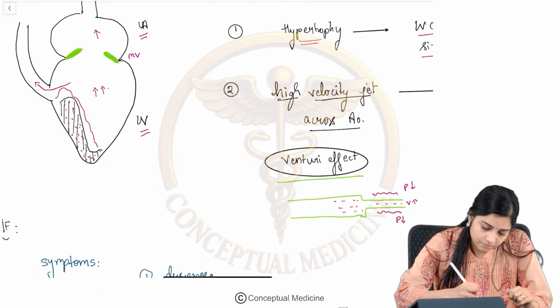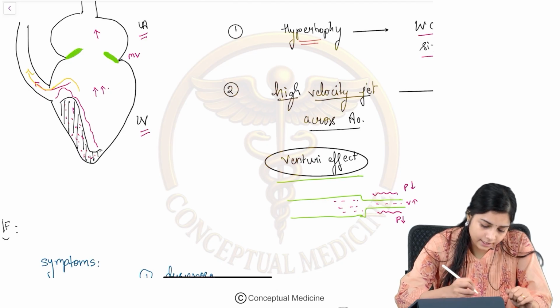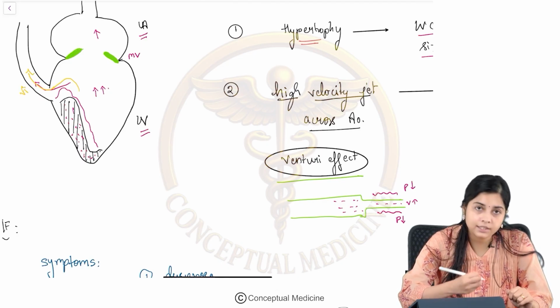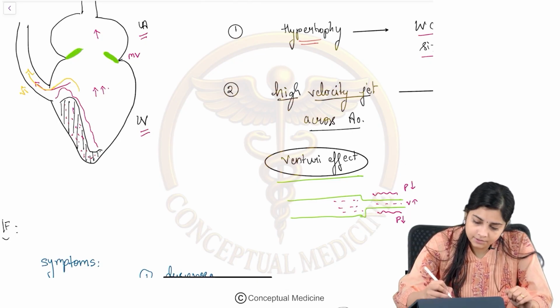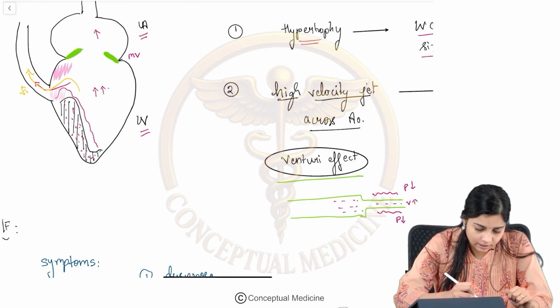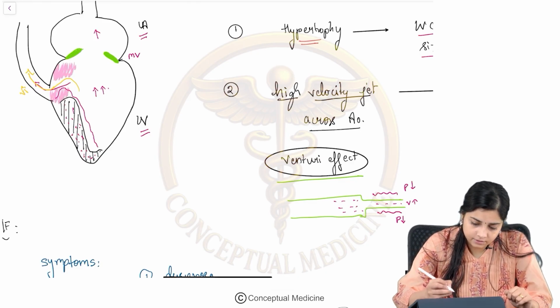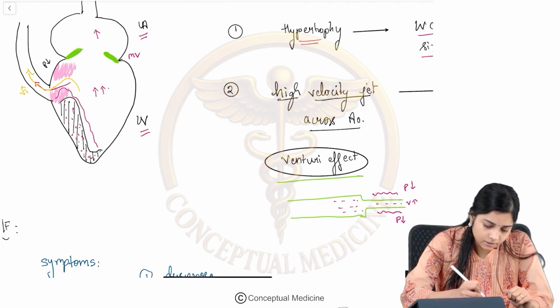So, the blood goes to the aorta. As the blood goes to the aorta, what happens? The velocity is going to increase because of the narrowing. What happens to the pressure in the surrounding area? The pressure is going to decrease.